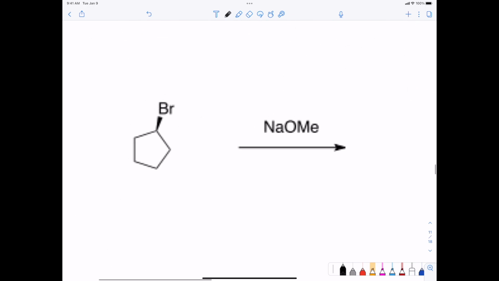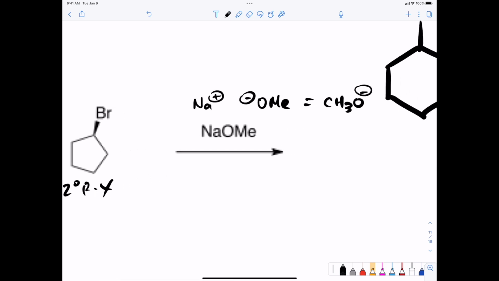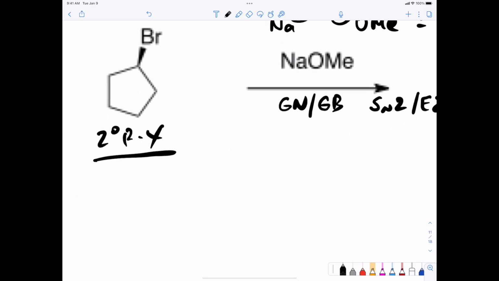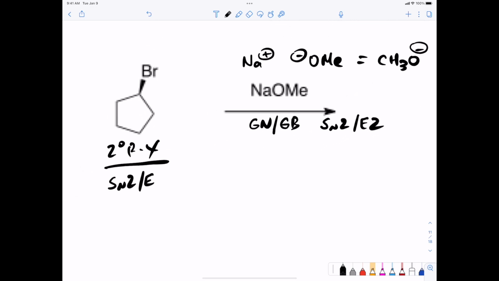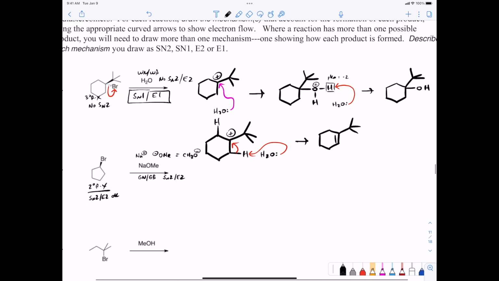How about here, secondary alkyl halide with, you have to learn not to be distracted by counter ions. This is equal to CH3O minus, that is the conjugate base of methanol, pKa 16. So this is a good nucleophile, that is a good base. I would be worried here about SN2 and E2. And for the secondary alkyl halide, we know that SN2 and E2 are both okay. So I need to show both products. I'm going to need some more space.